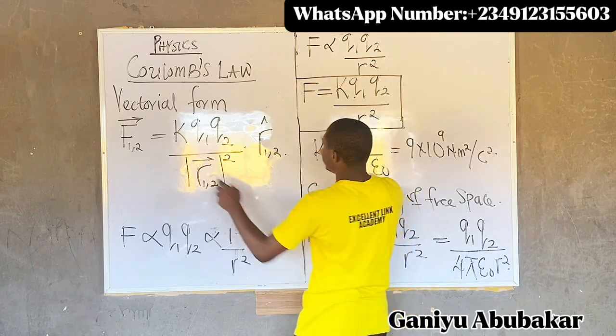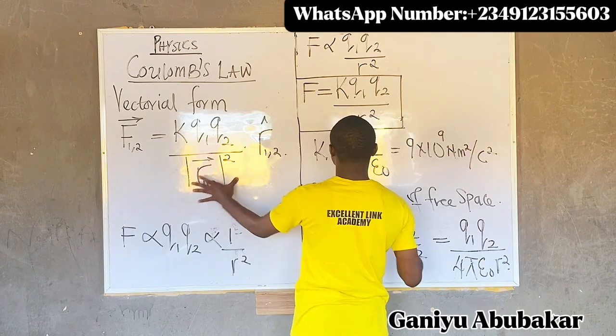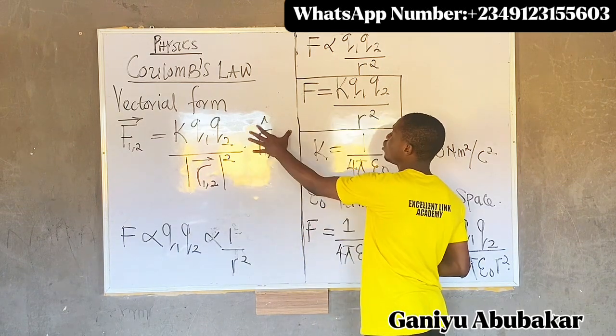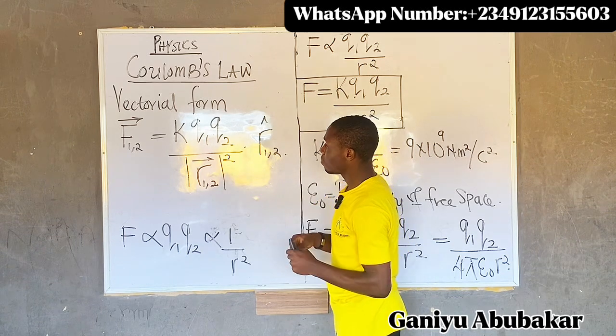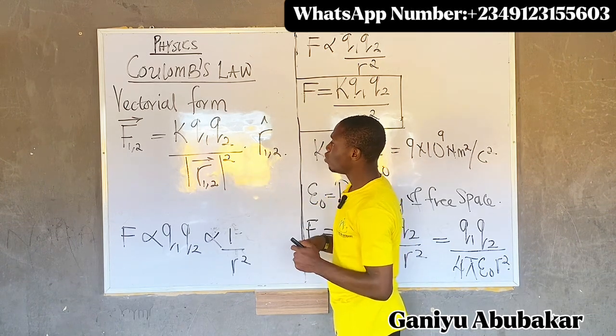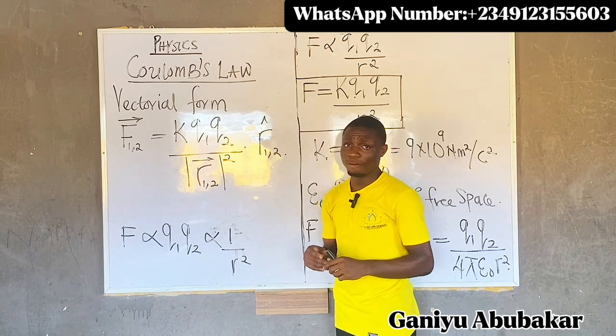Of course, they are similar: F, K, Q1, Q2. Just observe the difference, right? Unit vector and magnitude squared. That's basically how you express Coulomb's law in vectorial form.